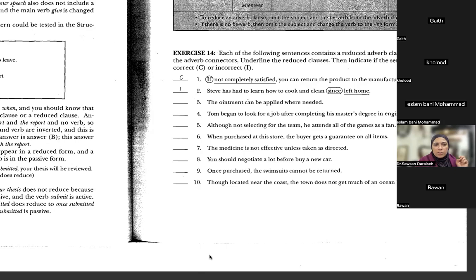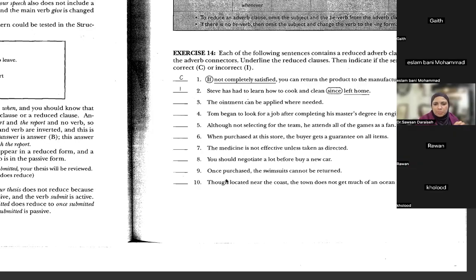Yeah. Let's have Dr. Islam Bani Muhammad. I'm glad that we have more people participating. Which one do you want to do? Thank you so much. Good evening, doctor. Welcome. I will select number 10. Okay.